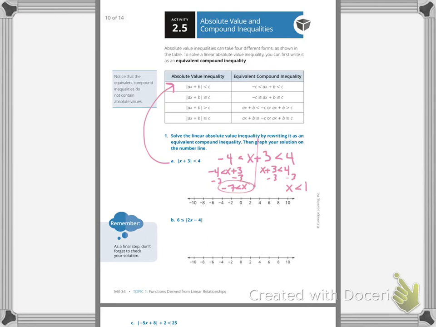Okay, but this is facing the wrong way, so I have to go in and flip it. X is being eaten, so I eat x again. So now I'm at -7. So I put an open dot at -7, and I shade everything to the right. I put an open dot at 1, and it looks like I shade everything to the left because that's the way my arrow points.